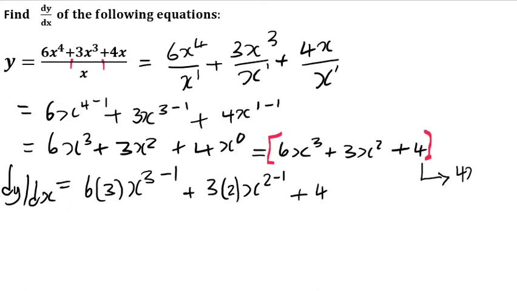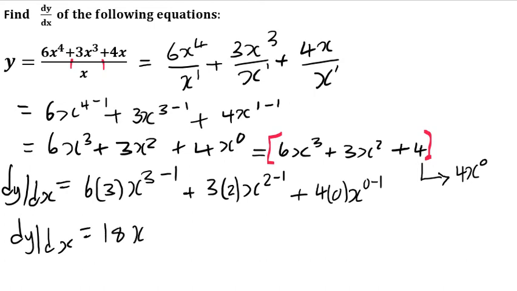This is the same as x to the power of 0, so your n is 0. So you're going to say 4 multiplied by 0, x to the power of 0 minus 1. Okay, so therefore your dy over dx will be 6 multiplied by 3, which is 18, x to the power of 3 minus 1, which is 2, plus 3 multiplied by 2, which is your 6, then 2 minus 1, you're going to get a 1 here, then plus this, which is 0.